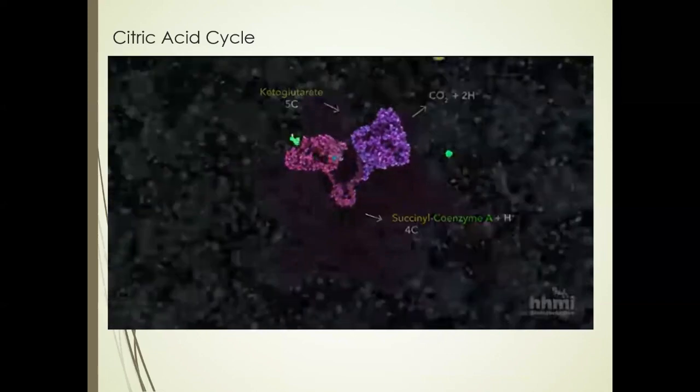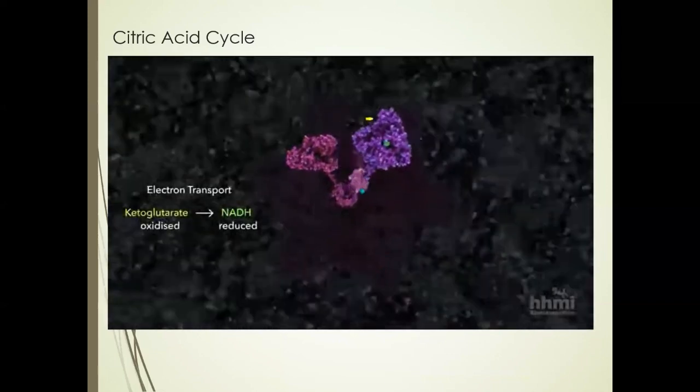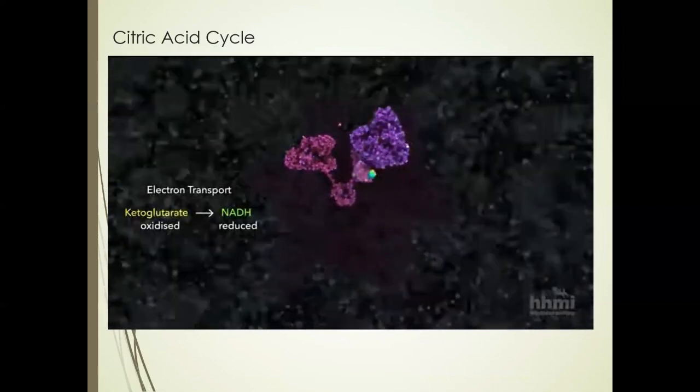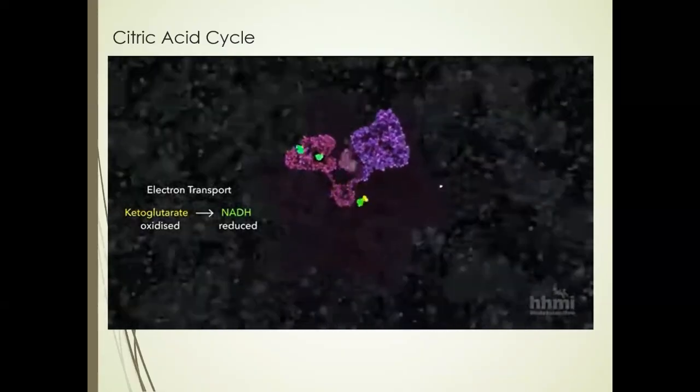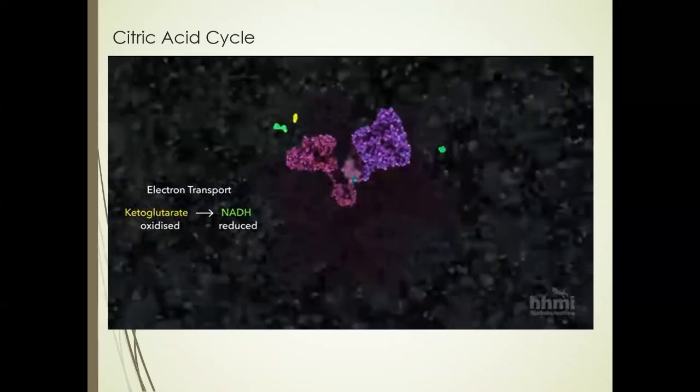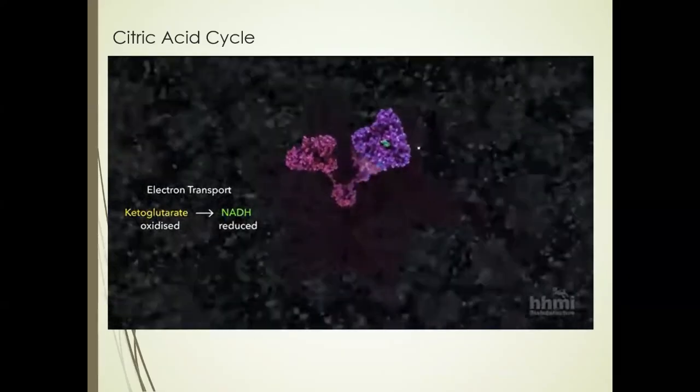The electron from ketoglutarate oxidation is retained by the tethered enzyme before passing it to coenzyme NADH, which delivers electrons to the electron transport chain.